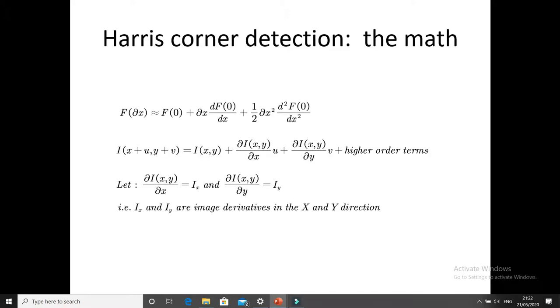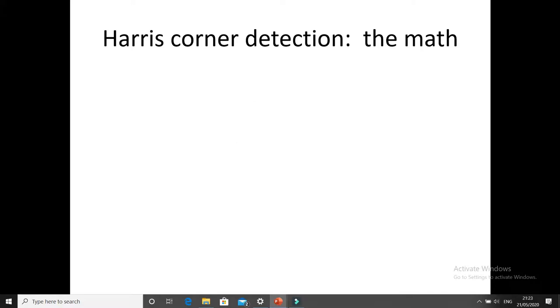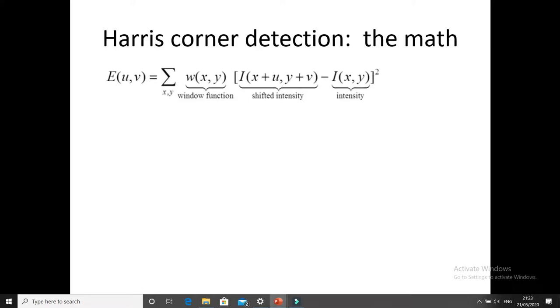This gives us the Taylor series expansion. And let's go back to the error term. Here the error term is expressed as the square of the difference between the shifted intensity and the original intensity. I(x+u, y+v) is the shifted intensity, and I(x,y) is the original intensity, and this is summed over some window function, which is defined by w(x,y).